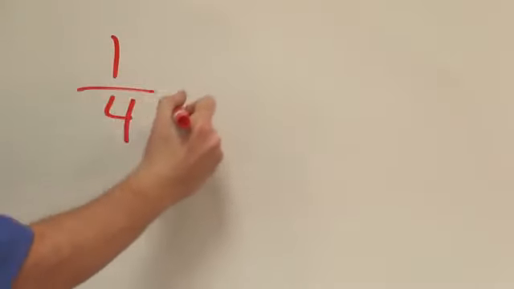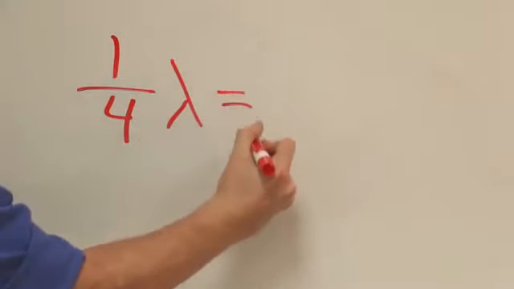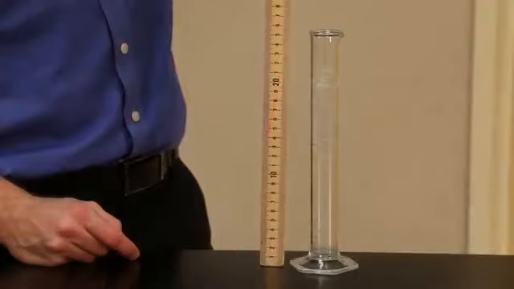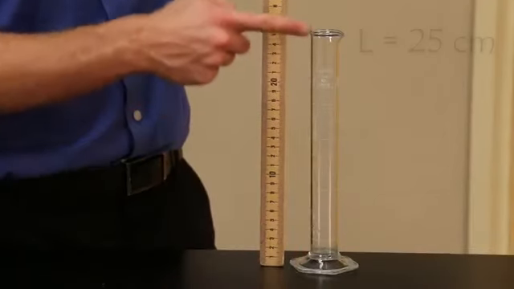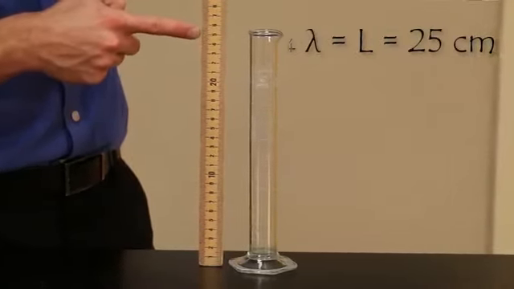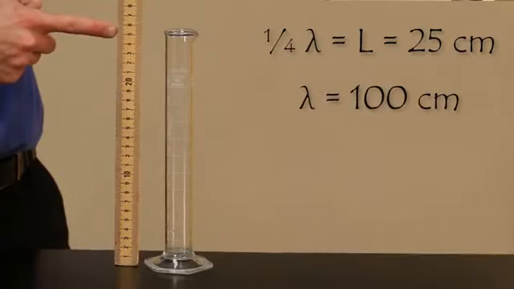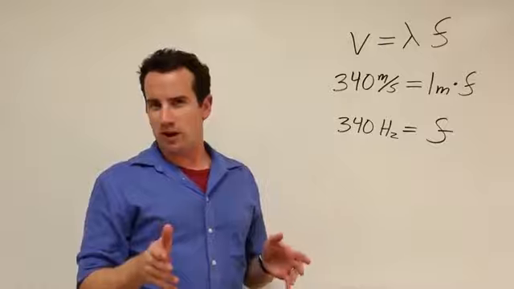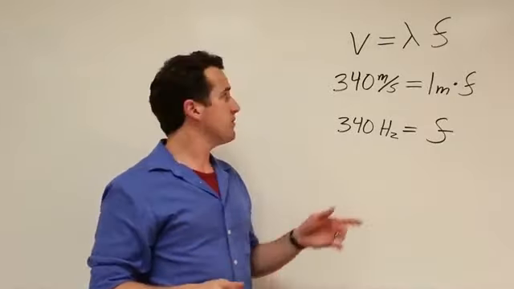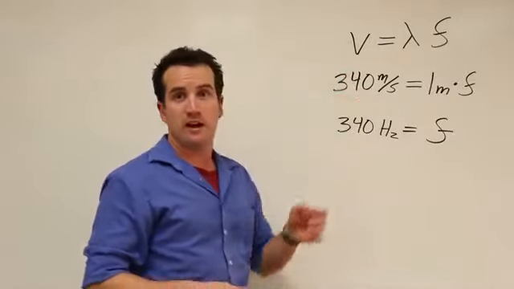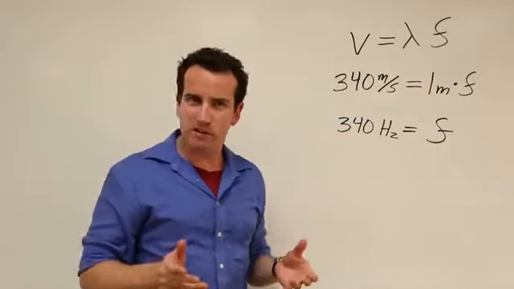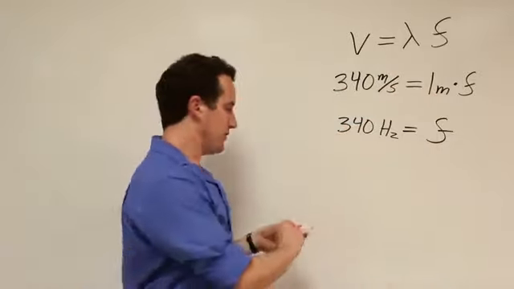Therefore, 1/4 of the wavelength is equal to the length of the tube. Since this cylinder is 25 centimeters long, we know that the sound we are hearing has a wavelength of 100 centimeters, or 1 meter. Now, at room temperature, sound waves travel at 340 meters per second. And if the wavelength is really 1 meter, then the sound waves we are hearing have a frequency of 340 hertz.